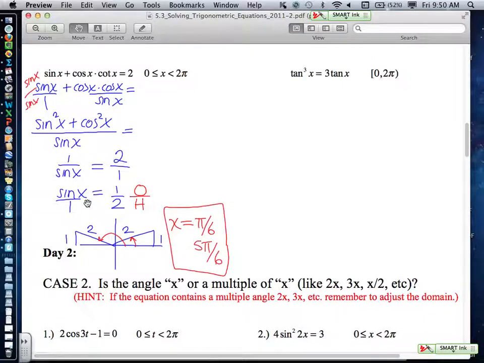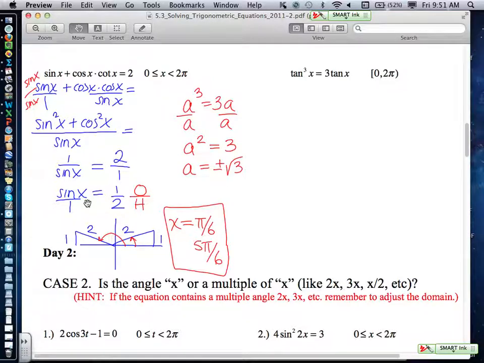Okay, one more problem. With this one, the temptation is to divide by tangent x. What I want you to realize is that if you divide by a variable, you're actually losing a solution, okay? If you had a problem like a cubed equals 3a, if I simply divide both sides by a, then I have a squared equals 3, and I would get a equals plus or minus square root 3. You guys follow that? Two solutions.